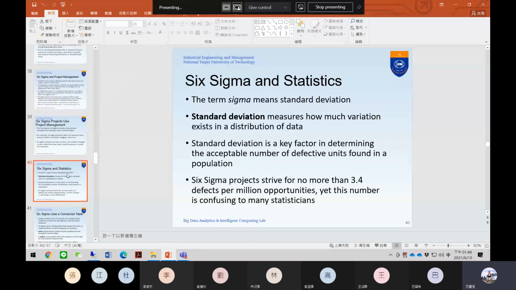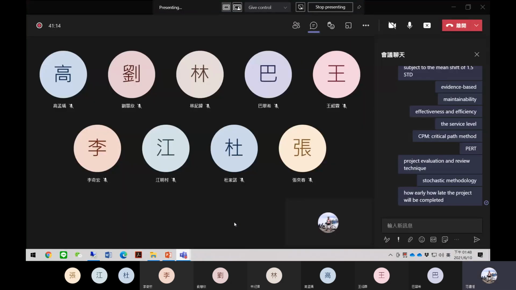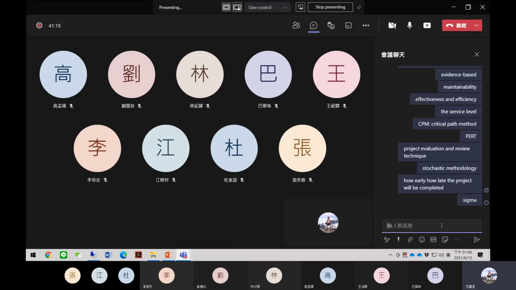So the term Sigma: would any one of you like to say something? What does Sigma mean? Dujano, are you there? Yes, Professor. What does Sigma mean? Okay.